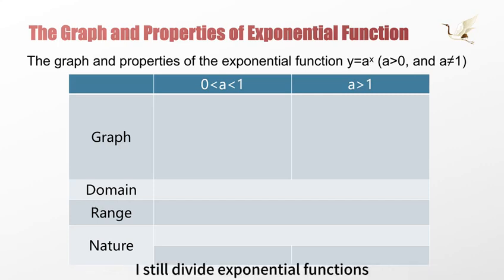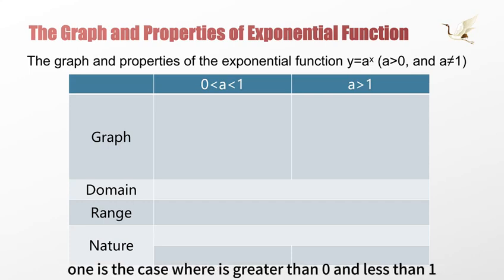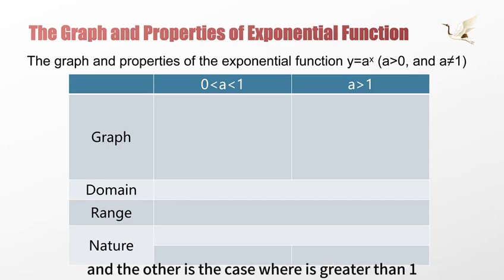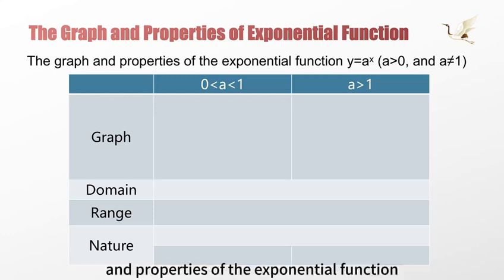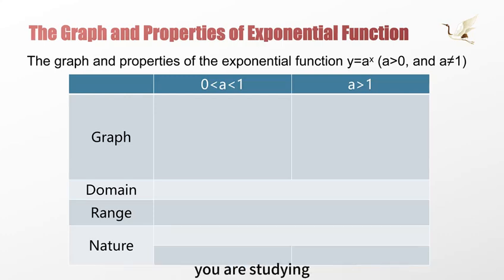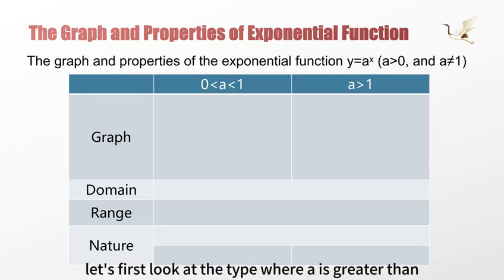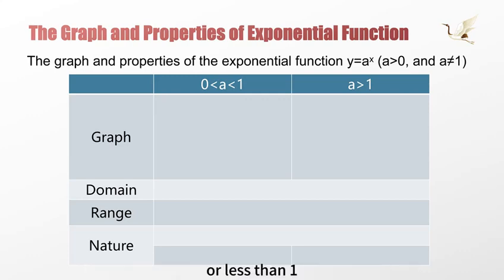In the table, I still divide exponential functions into 2 categories for research. One is the case where a is greater than 0 and less than 1, and the other is the case where a is greater than 1. Please write down the graph and properties of the exponential function you are studying. Let's first look at the type where a is greater than 0 and less than 1.